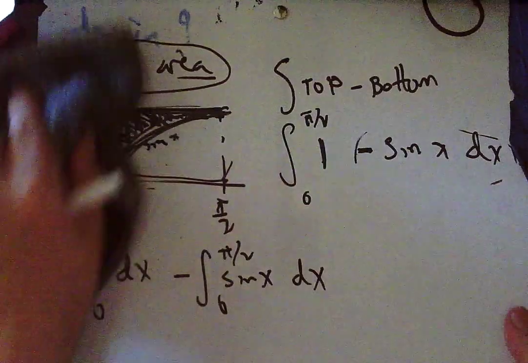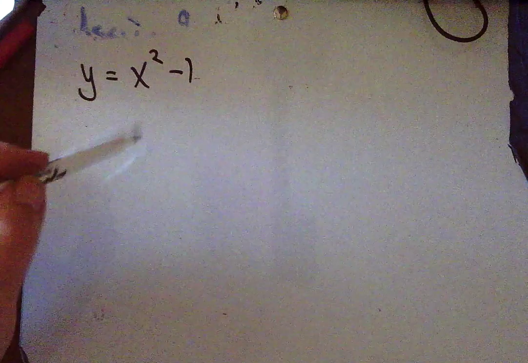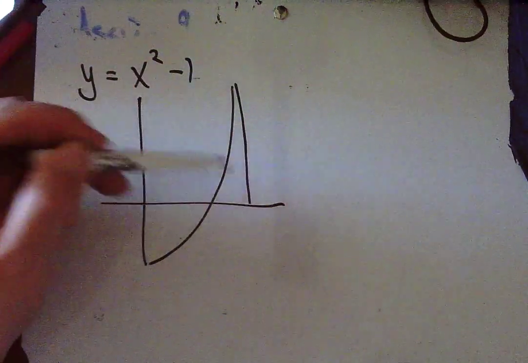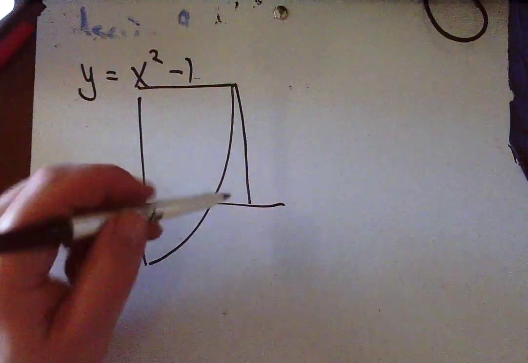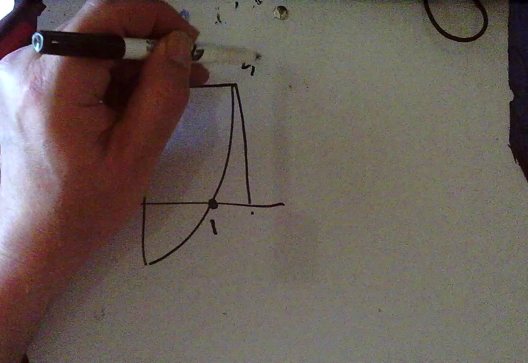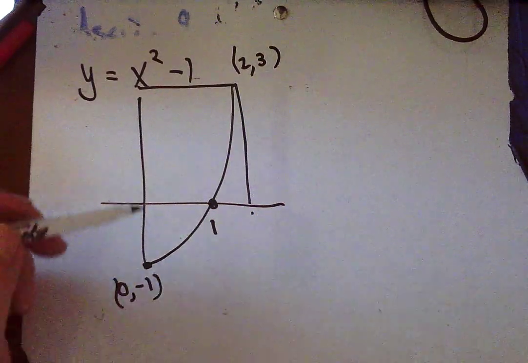Okay, so that was me walking you through one. Maybe you can walk me through this next one. How about this? y equals x squared minus 1. And we've got a bunch of different regions here. That's 1, and that's 2, 3, and that's 0, -1.